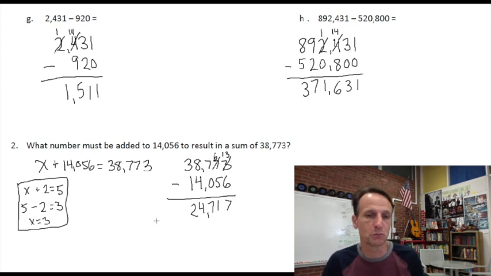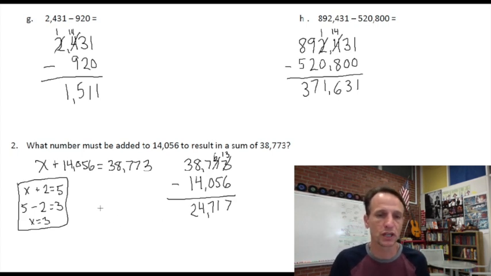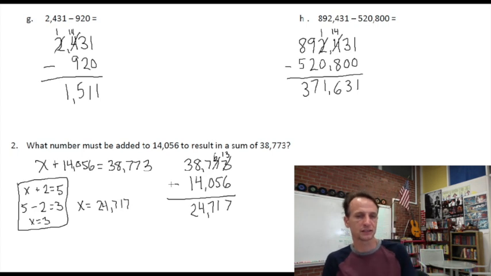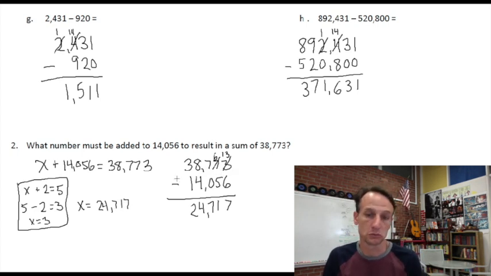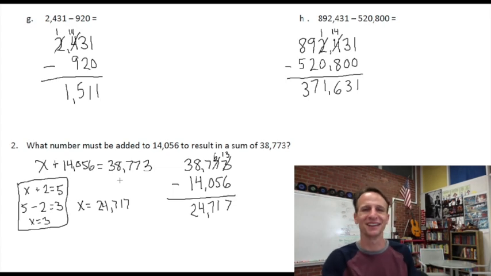So the number that must be added, I can actually just go over here. Instead of writing out a full sentence, I can just say x from this equation up here. X is 24,717, or you could write a sentence saying that 24,717 must be added to blah, blah, blah to result in the sum of blah, blah, blah. All right, with all that blah, blah, blah, let's go on to number 3.